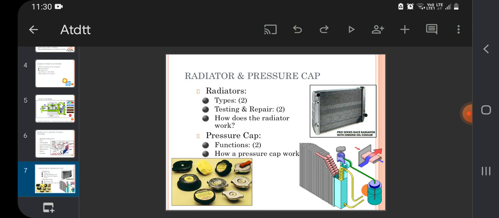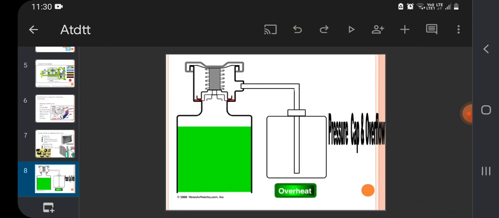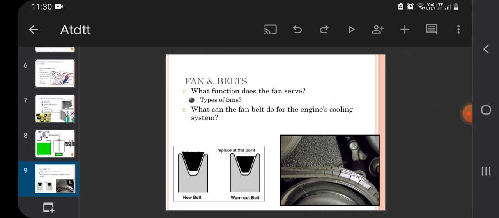Radiators. Two types: testing and repair. How does the radiator work? Pressure cap functions. How does a pressure cap work? Pressure cap and overflow. Fans and belts. What function does a fan serve? Types of fans. What can a fan belt do for the engine cooling?